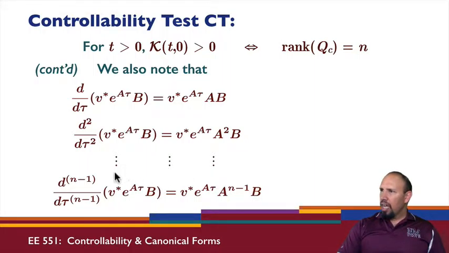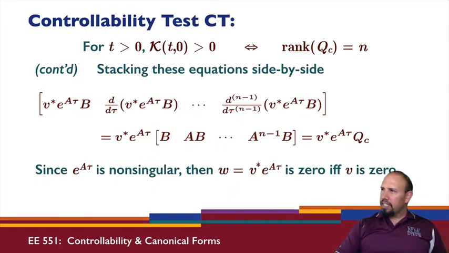Okay, so this is just a property of this function, v adjoint e to the A tau B. Okay, I just get this. Now, it's like, okay, so what?